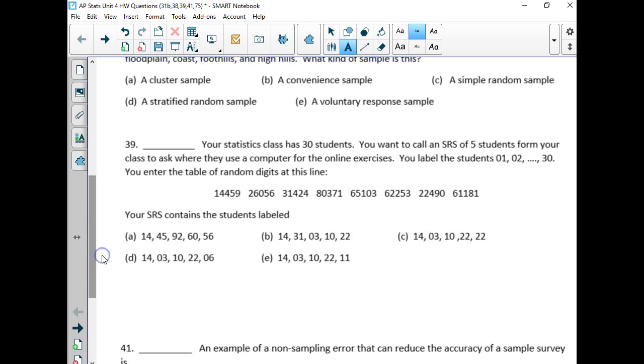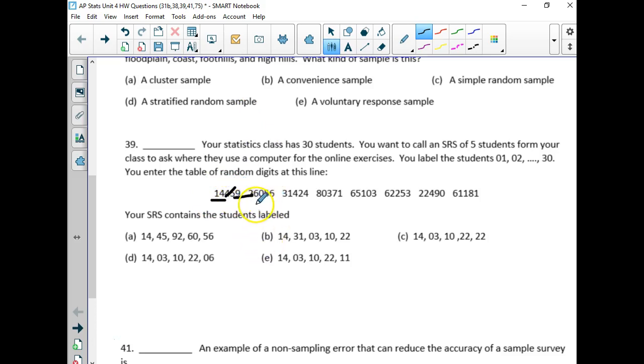On to 39. Your statistics class has 30 students. You want to call an SRS of 5 students from your class to ask whether they use computers for online exercises. You label the students 0, 1 to 30, and you enter the table of random digits at this line. Okay, so it wants to know what does your SRS contain. So 14, is that between 0, 1, and 30? Yes, it is. So we'd say 14 is part of the sample. We would cross off 45 because that's not between 0, 1, and 30.